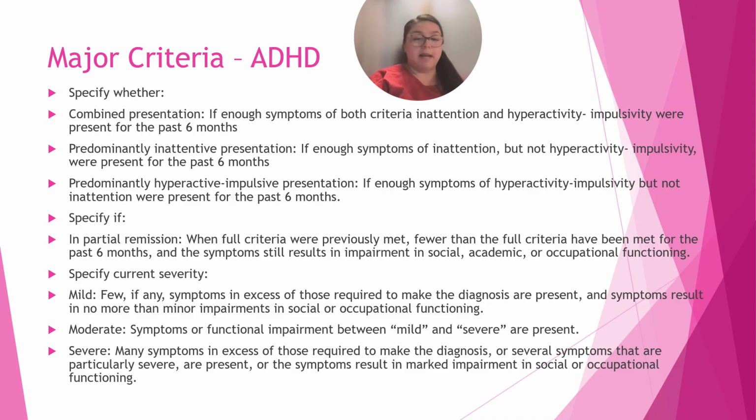So here we have mild, where few if any symptoms in excess of those required to meet diagnosis were present, and symptoms result in no more than minor impairments in social or occupational functioning. Then moderate to severe symptoms. So moderate is going to look like mild and severe, whereas severe may cause significant impairment for that individual.